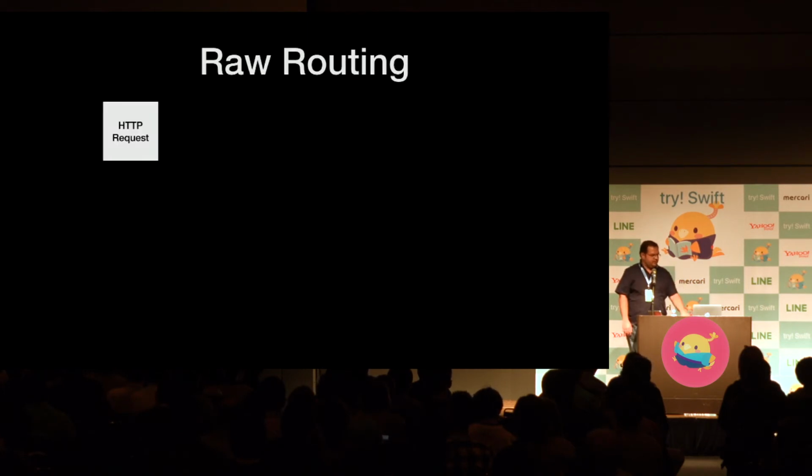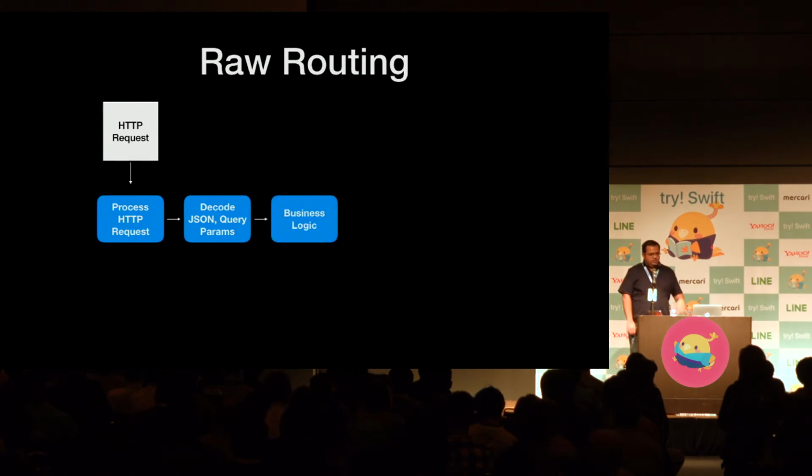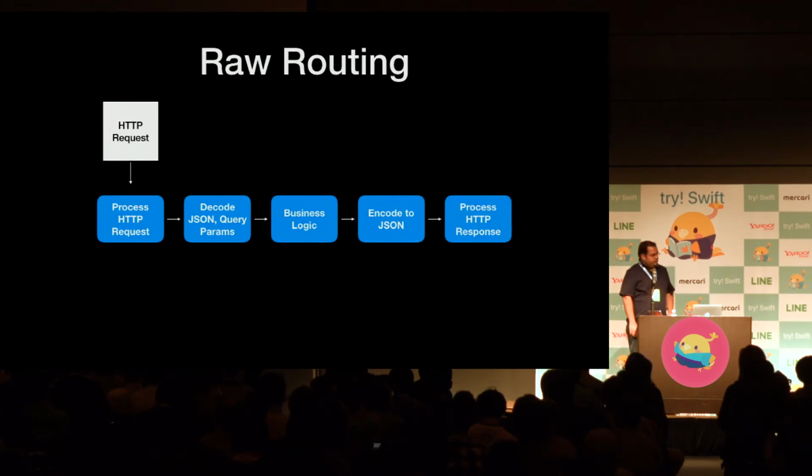So you have an HTTP request. Kitura processes that for you and prepares a router request. Then you decode the JSON. When I say you, I mean the handler: you decode the JSON and the query parameters. You then run your business logic. Then you encode the result to JSON again. And Kitura processes the HTTP response for you, and then there is an HTTP response.